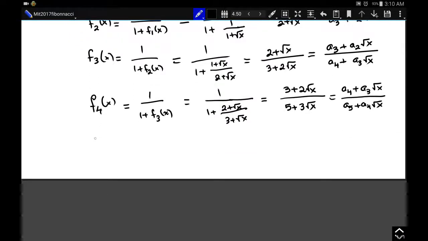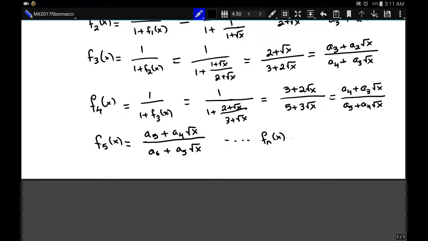In general, if you define f5 of x to be, like you can guess the next one, it turns out to be a5 plus a4 root x divided by a6 plus a5 root x. Alright, and so on. You can write this. In general, fn of x is going to be an plus an minus 1 root x divided by an plus 1 plus an root x.